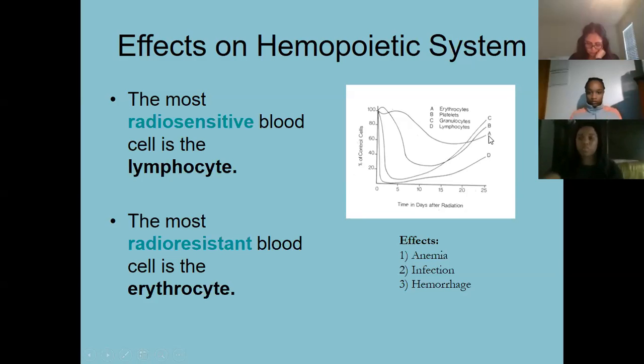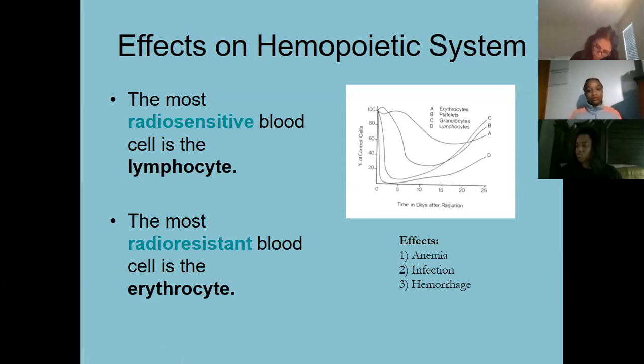If we look at the erythrocytes, they drop slightly, then they recover, and then they drop again, but they're coming back up pretty quickly. The granulocytes, which are another type of the leukocytes, they drop drastically as well, but they recover more quickly than the lymphocytes. And then the platelets are B, they don't drop as much as the white blood cells, and they do start to recover.